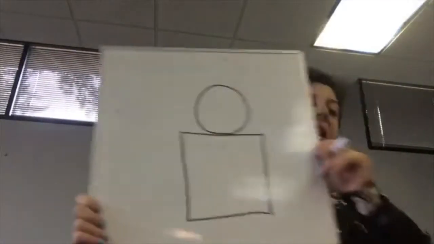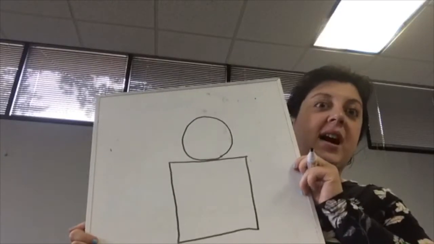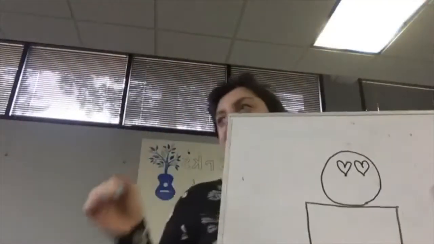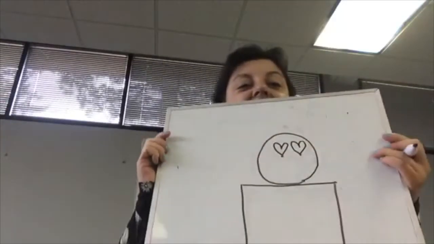All right, I think we should add some eyes. His eyes were made of hearts, and his name was Aiken Drum. There are some hearts. All right, which one of these is a heart? There it is, our pink heart. Eyes were made of hearts.